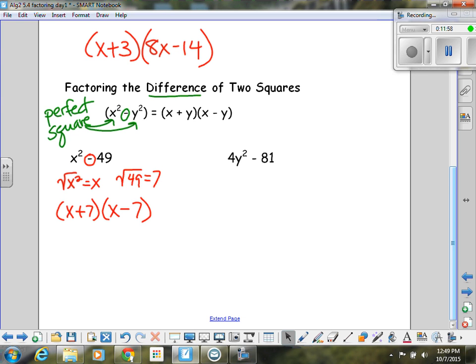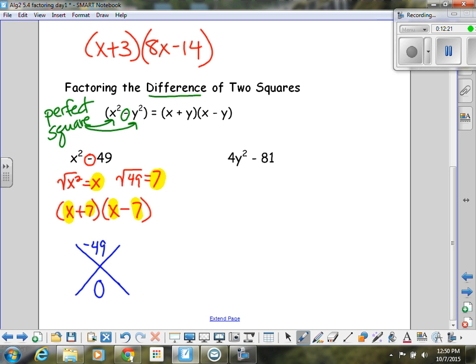I'm using the actual square root parts in my parentheses. Do you see that? And the only difference is one's plus, one's minus. If it helps you, this is like when we were doing the diamonds, and this would be like if I put negative 49 in the top and 0 in the bottom because there is no x term.